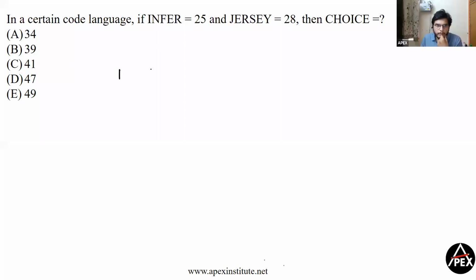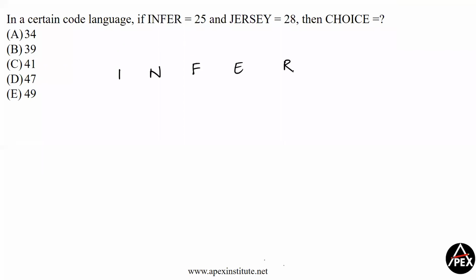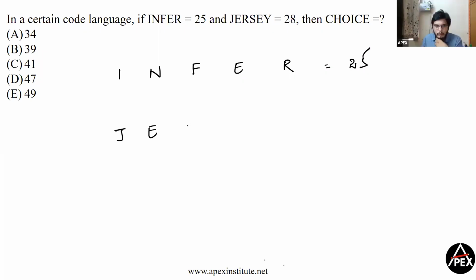So infer. Advantage 25. Okay, and Jersey is equal to 28. So how many of you like the movie Jersey?